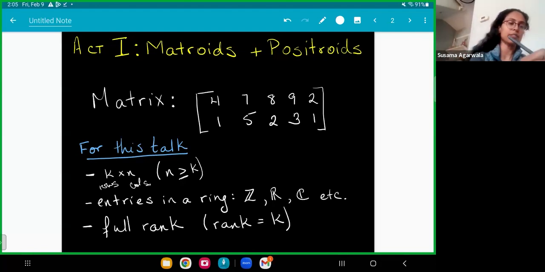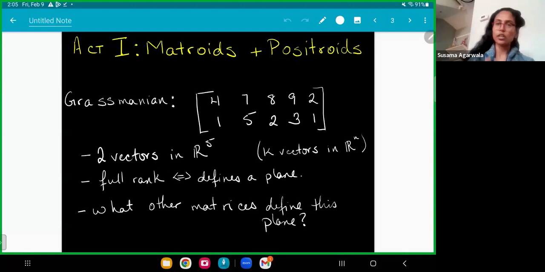Okay, so given all of that, I am going to talk about what a Grassmannian is. I know Act 1 is matroids and positroids. The Grassmannian is a surprise character. We will see why he's introduced. Still looking at this matrix, I want to think of a Grassmannian as a set of K vectors in R^N. Remember, K is my rows, N is my columns.